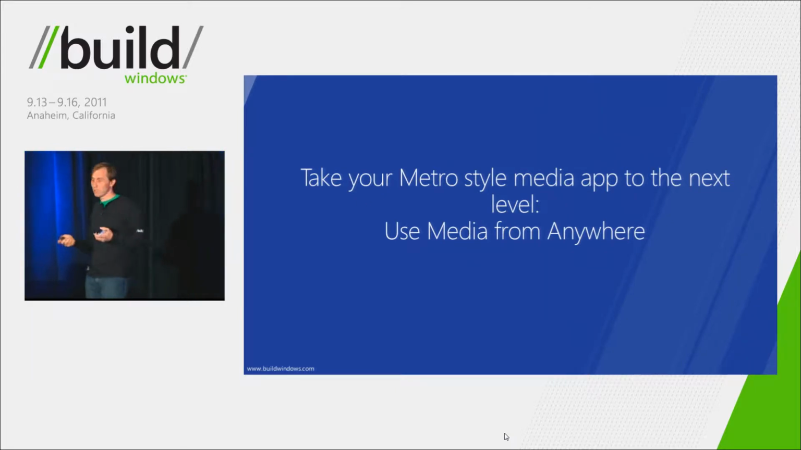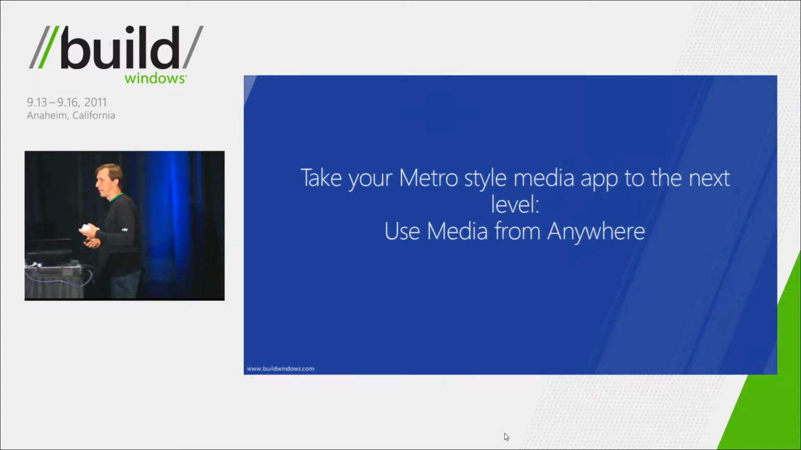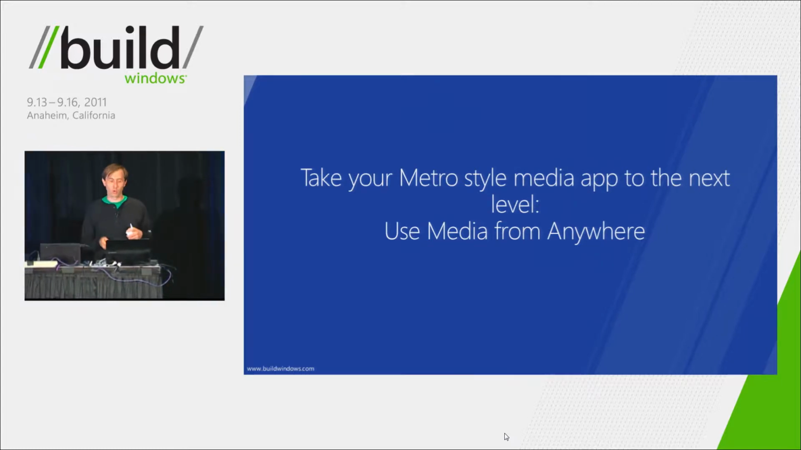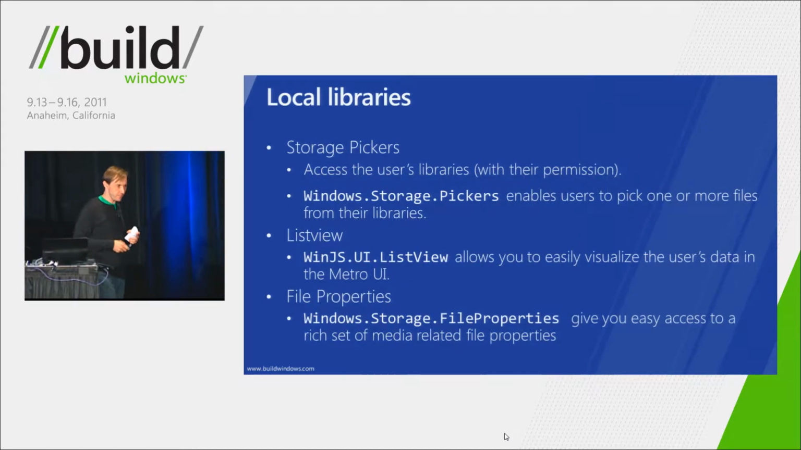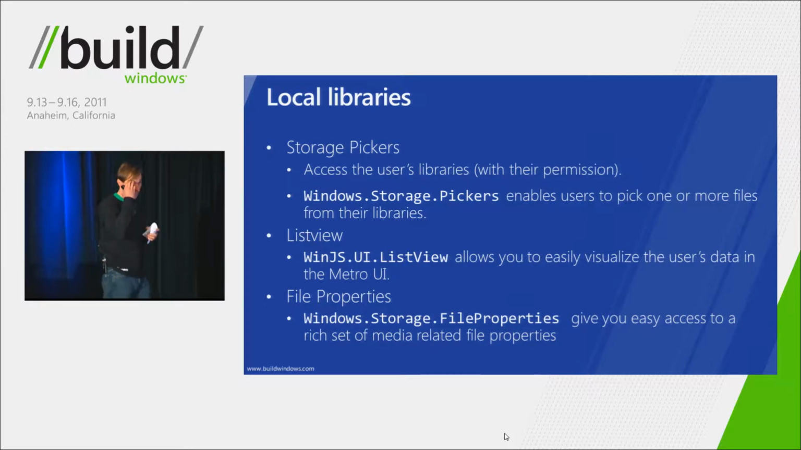So what I would like to drill into a little bit more is the use of media from the local file system, or the local libraries in this case. So you have the storage picker, and Gabe talked about this a bit. He's also shown you some code around this. You can think of the storage pickers as a file open dialog in a MetroStyle environment. So if you want the user to pick one file and then play that back in your video tag, then that's what you want to use.